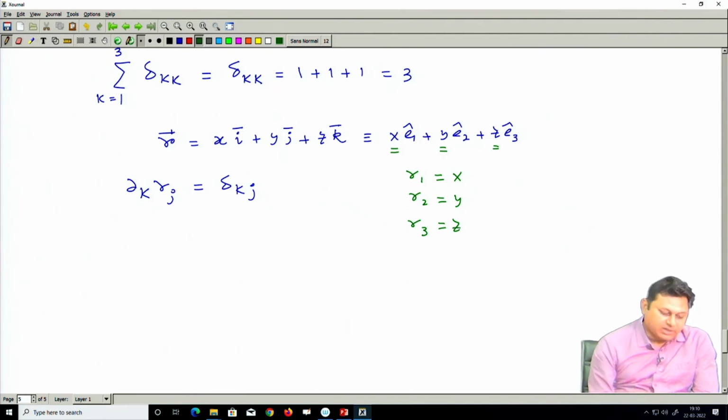Now, if I look carefully, what should be the value of this derivative? And delta k, 1 to 3, means k is 1 means it is x, k is 2 means y, k is 3 means z.